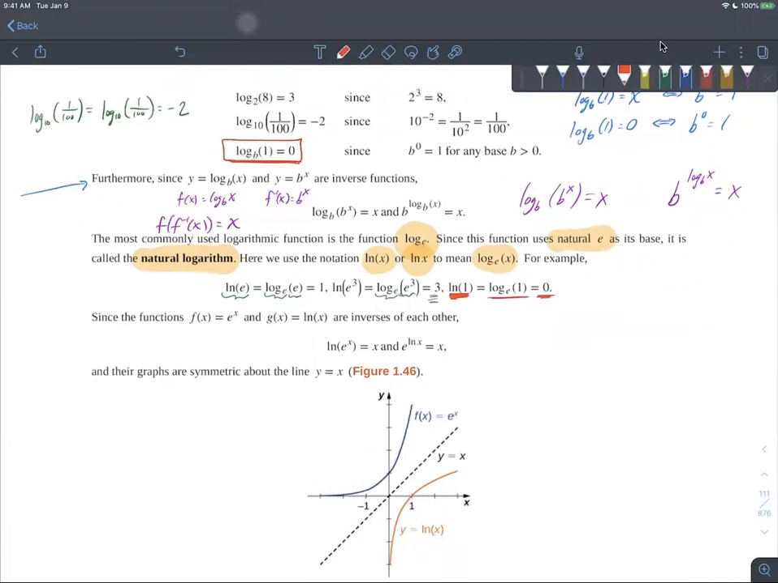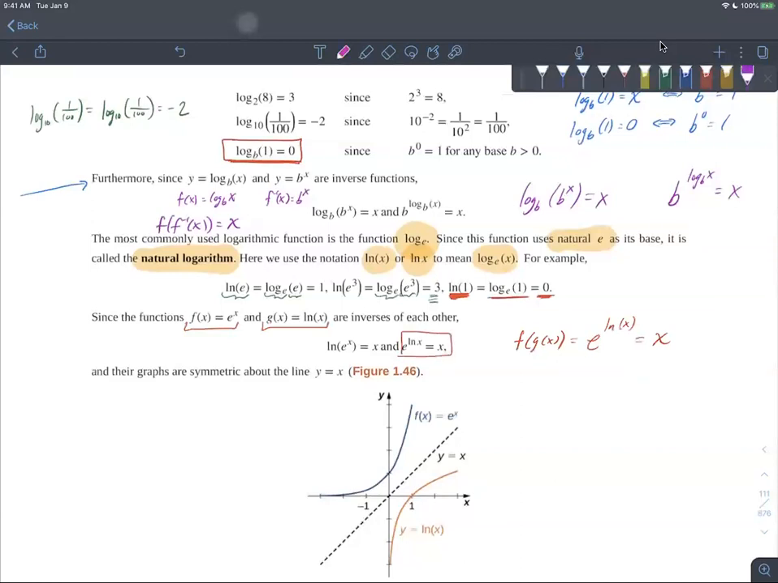Since the functions f of x equals e to the x and g of x equals natural log of x are inverses of each other, it makes sense that f of g of x, which is f evaluated at g, so e raised to the natural log of x, since these are inverse functions of each other, this should be equal to x. That's exactly what this statement is saying here.